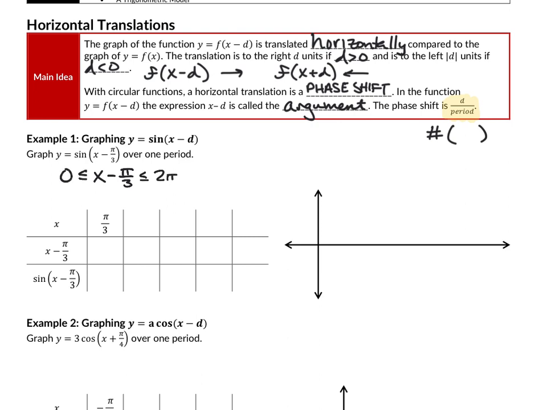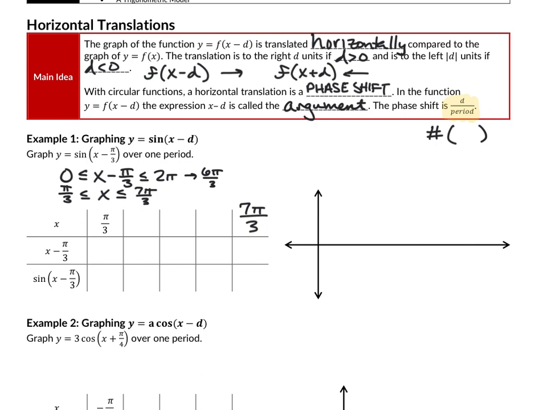A typical period for a sine function is between 0 and 2 pi. But since we are shifting this graph, we have to shift both of these by adding pi over 3 to both sides. So 2 pi plus pi over 3, remember 2 pi is the same as 6 pi over 3. So this has actually become 7 pi over 3. So my one period for this function is going to occur between pi over 3 and 7 pi over 3.